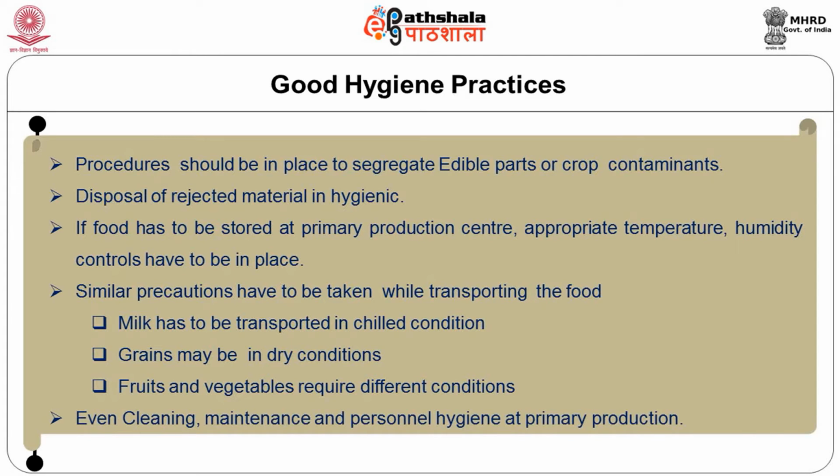So when we are talking about primary production, even these things matter: how you are cleaning that area, how you are maintaining that area, and what the personal hygiene is of the people who are employed in harvesting or processing in the primary production area. So the proper cleaning procedures and maintenance of hygiene is very important. Not only the place, even the people who are handling the food at that time also have to be taken care of very well.